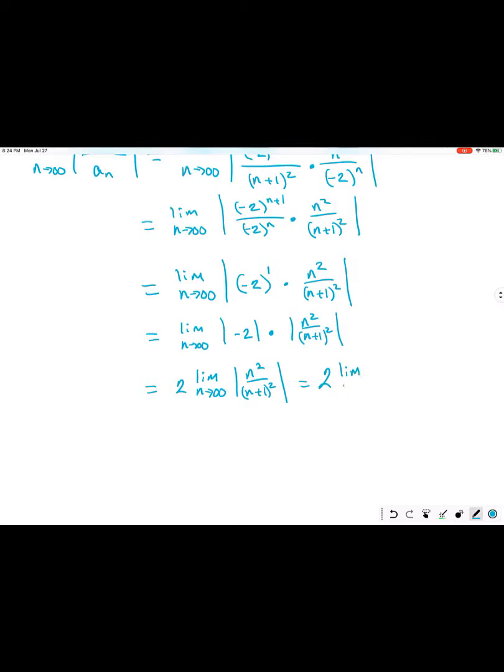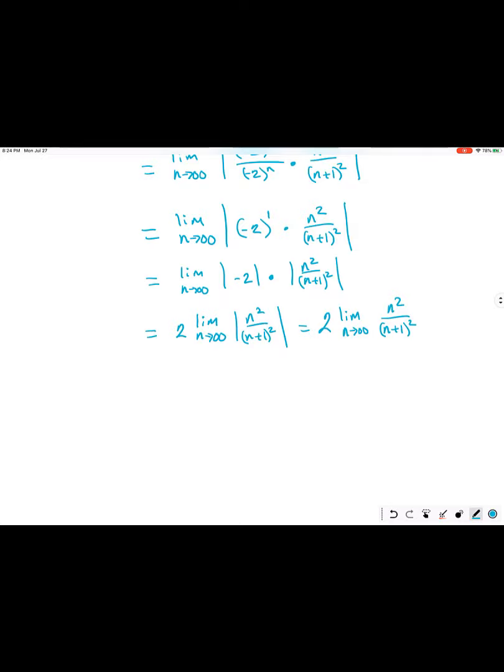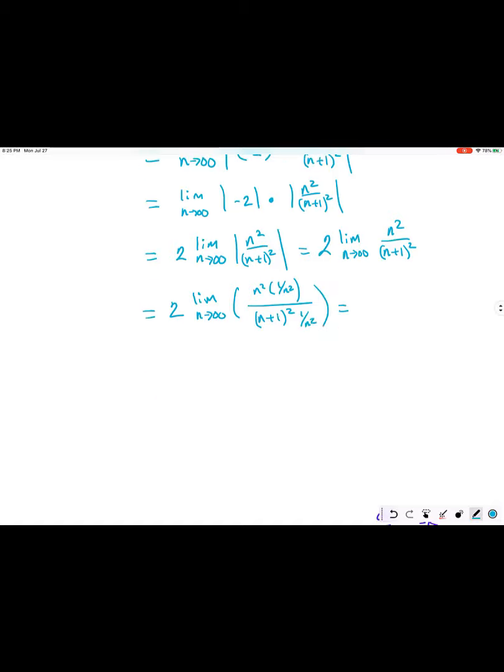So I'm going to have 2 times the limit as n approaches infinity of n squared over n plus 1 quantity squared. And I'm not writing the absolute values anymore. This series is always going to be positive. Okay, so now I have to apply the limit. So I have the limit as n approaches infinity, and I'm going to multiply both top and bottom by 1 over n squared. So I have n plus 1 squared over 1 over n squared.